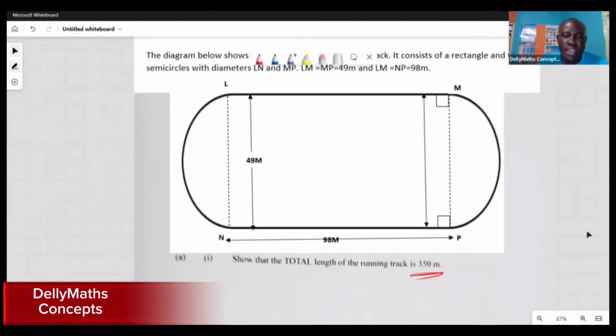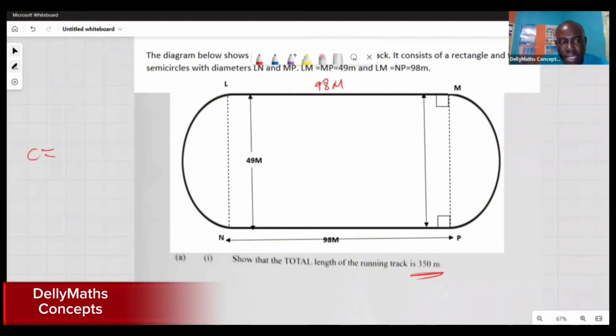What we want to put together here is to understand that we have the length 98 here as well. So we only need to find this distance here and double it, which is the same thing as this, and then add everything up to get the perimeter of this track. Basically, this is two semicircles of the same dimension, so I'm just going to find the circumference of one, right?